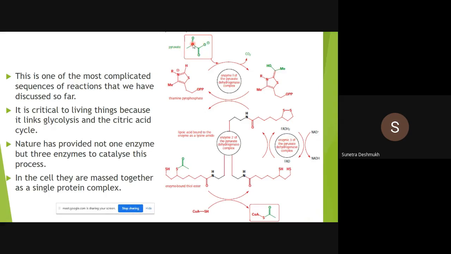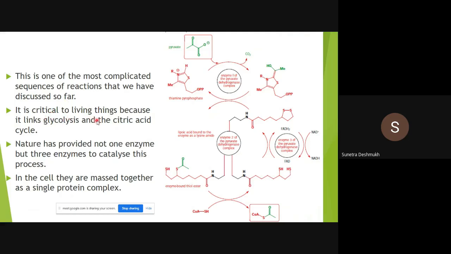Starting, how we got this electron-rich carbon-carbon double bond which has hydroxyl group, methyl group, nitrogen, sulfur. This is one of the most complicated sequences of reactions. In total, three enzymes are used in this nature's transformation. Here is the first enzyme, here is the second enzyme, and here is the third enzyme. FAD is this one. So three enzymes are needed to carry out this type of transformation. This is one of the most complicated sequences of reactions that we have discussed so far.